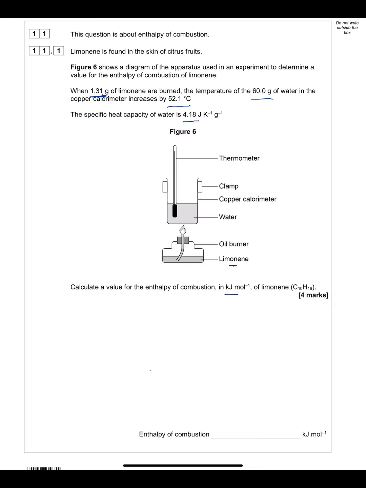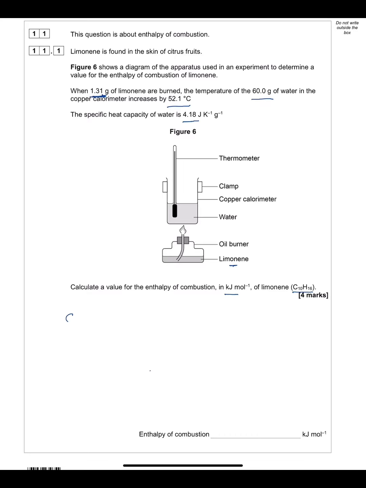And they want you to calculate the value of the enthalpy of combustion in kilojoule per mole for limonene. And they give you the molecular formula of limonene, which we're going to use to calculate the number of moles, because we're going to calculate the mass. We have the mass, and we're going to calculate the molecular weight of limonene.